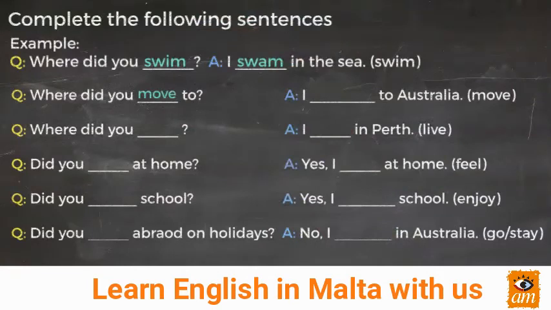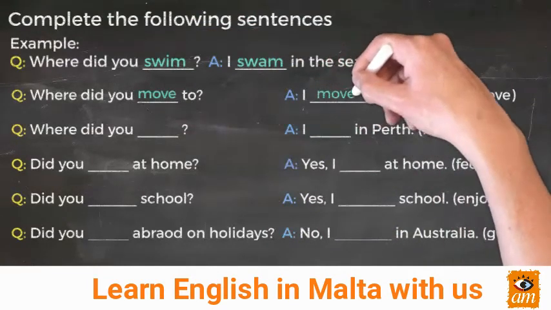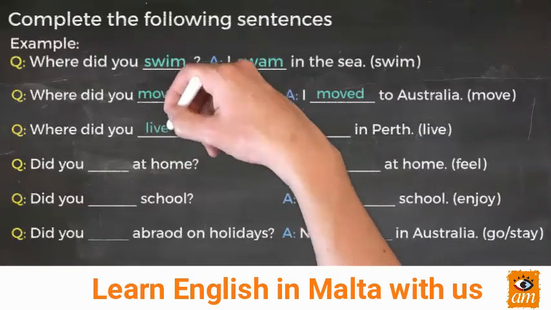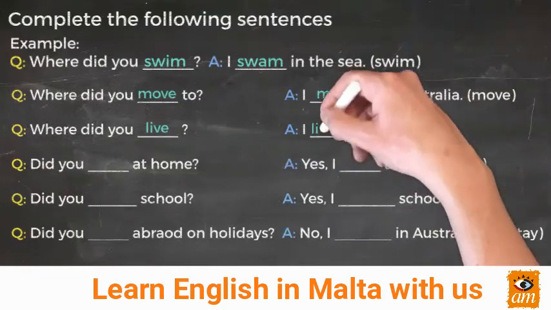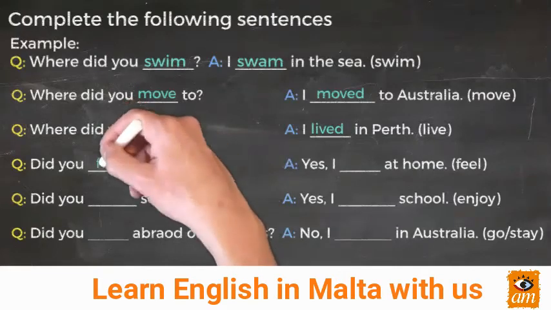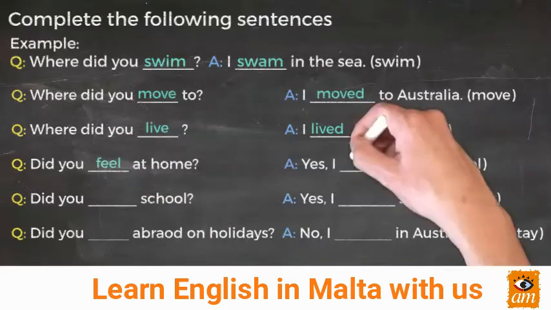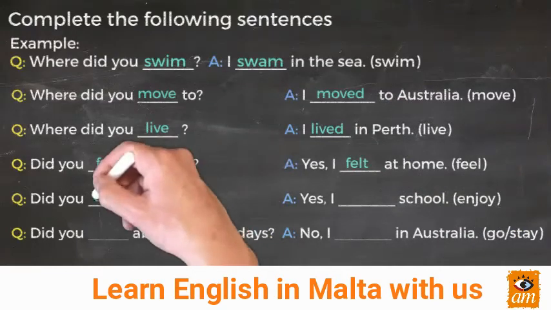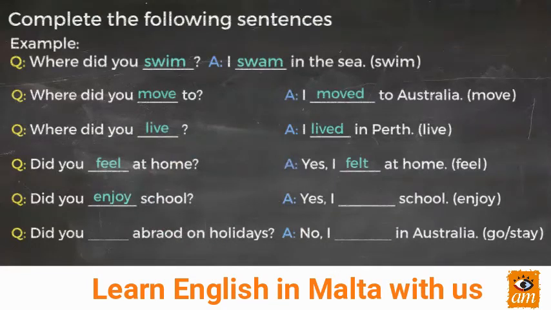That's correct. Where did you move to? I moved to Australia. Where did you live? Answer: I lived in Perth. Did you feel at home? Yes, I felt at home. Did you enjoy school? The answer: yes, I enjoyed school. And finally, did you go abroad on holidays? No, I stayed in Australia.